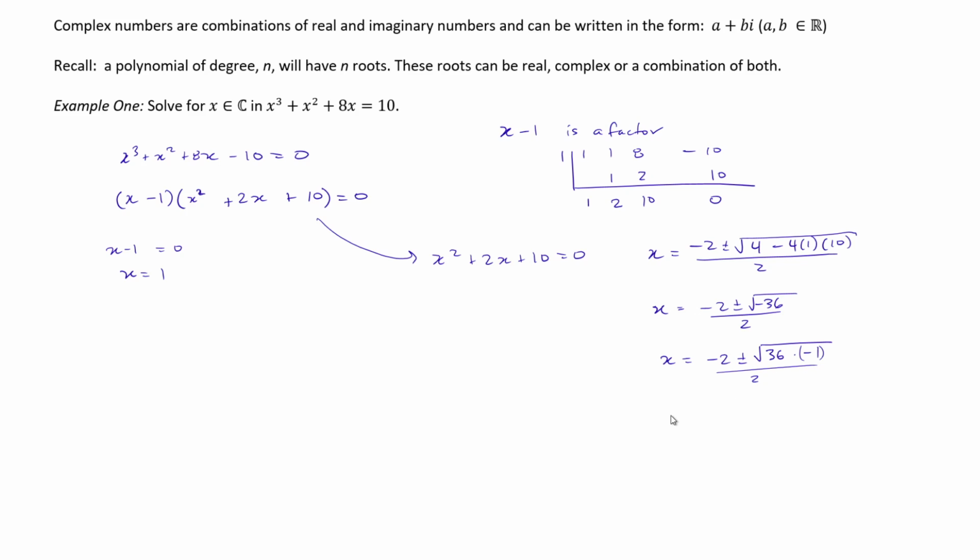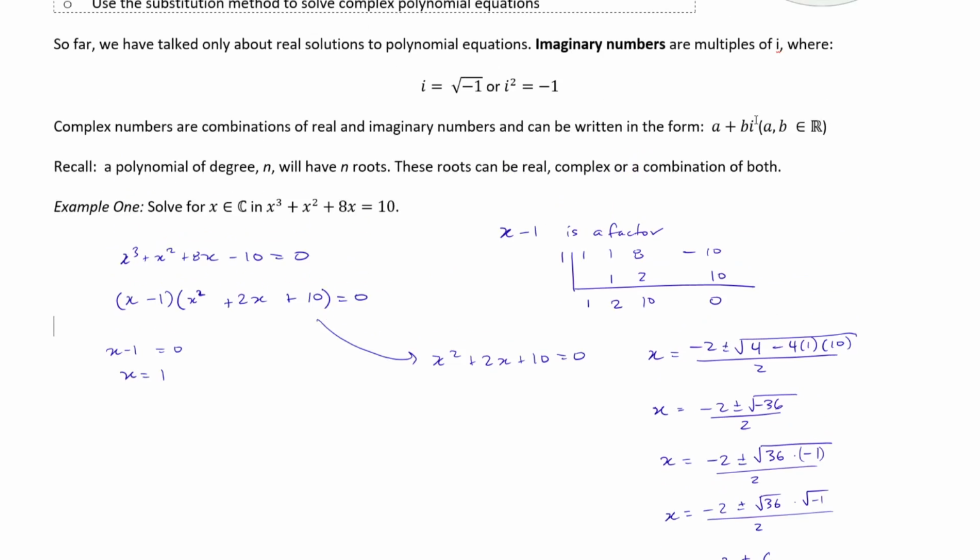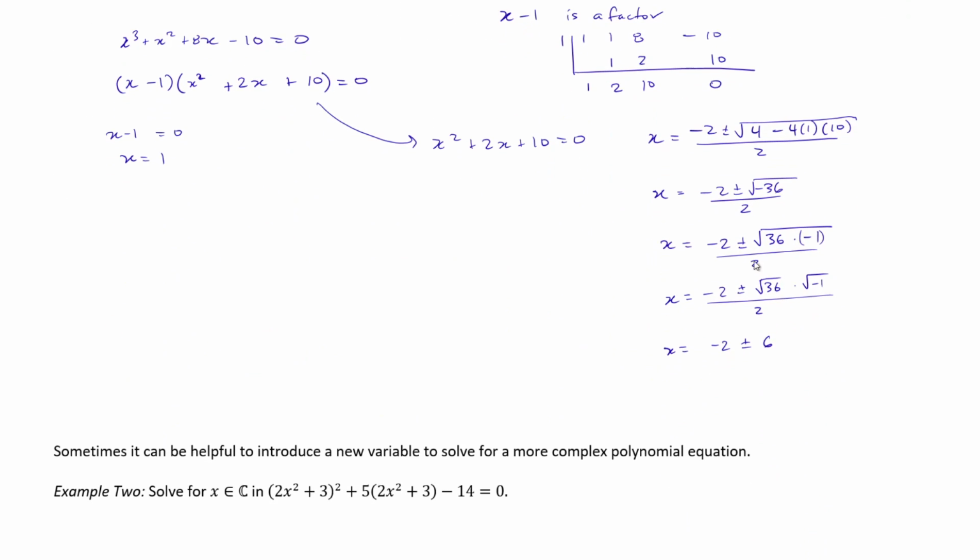All over 2, and then x is equal to negative 2 plus or minus, and you can split up the square root like this, all over 2. So that means x is equal to negative 2 plus or minus 6, and then the square root of negative 1. Remember, the square root of negative 1, I previously defined up here, is just i. So divided by 2, everything all over 2. So then x is equal to negative 1 plus or minus 6i.